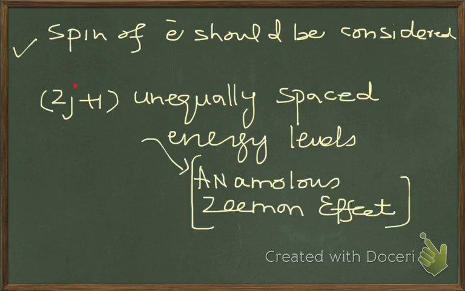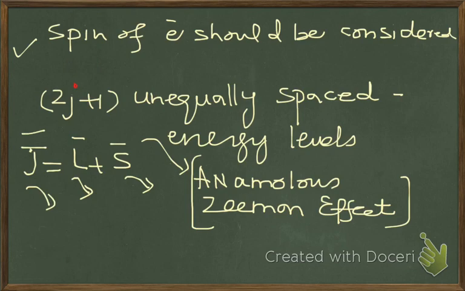In the last, we can conclude that the normal Zeeman effect suggests splitting of energy levels into equally spaced levels, but the anomalous Zeeman effect suggests unequally spaced energy levels according to 2J plus 1, where J equal to L plus S, L is the orbital angular momentum, S is the spin angular momentum, and J is the total angular momentum.